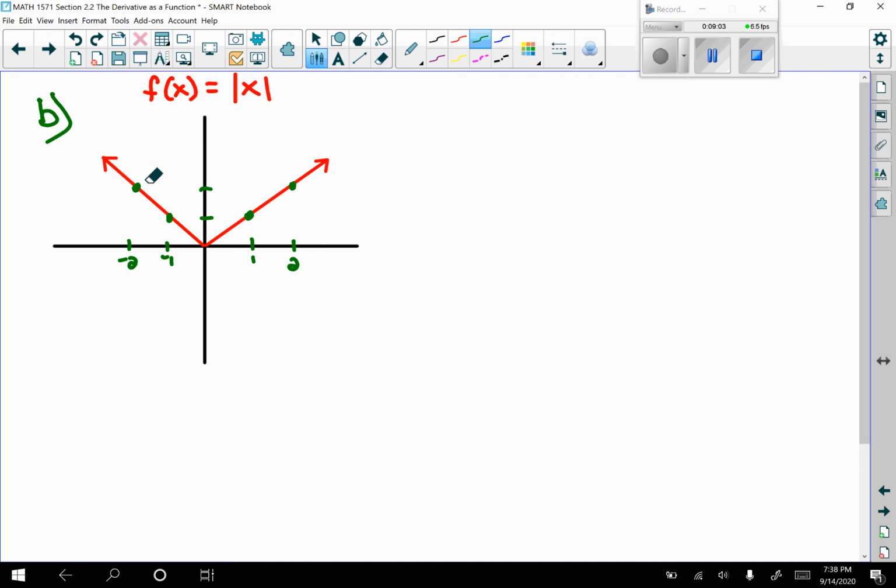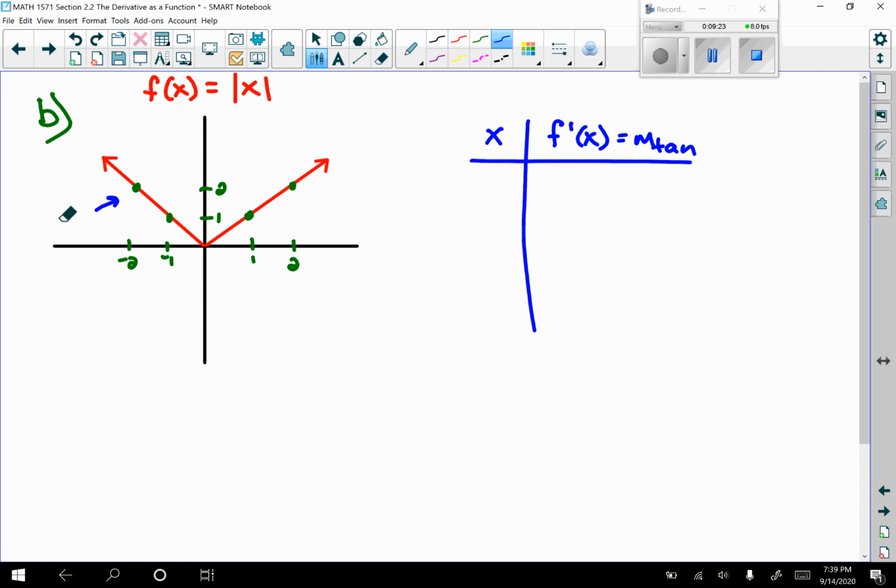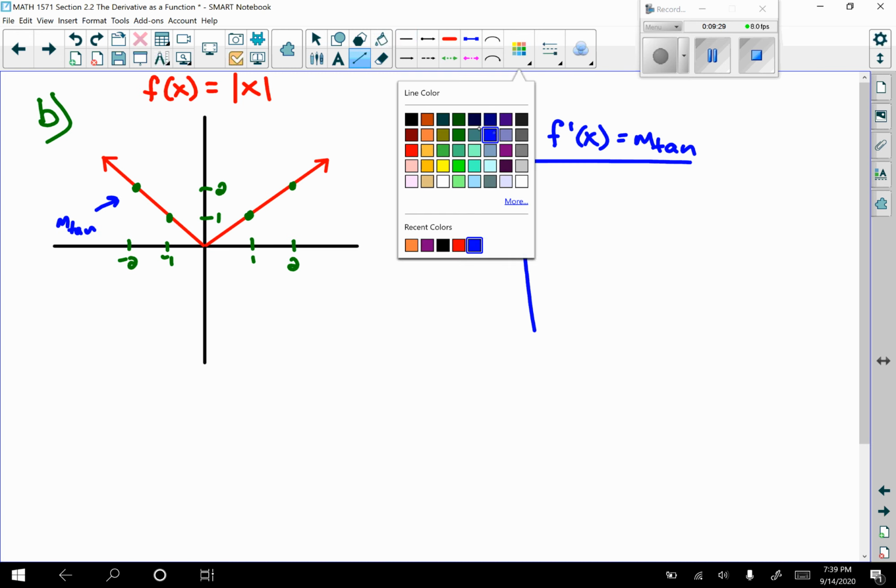So we have some points here that we could find our slopes. So we only have 2 pieces here, so we only have 2 lines or line segments. So if I want to make a table of x and then our derivative, and again, we're just looking at the slopes of the tangent lines here. So I could look at the slope over here, the slope of any tangent line I draw in here, because it's already a line.